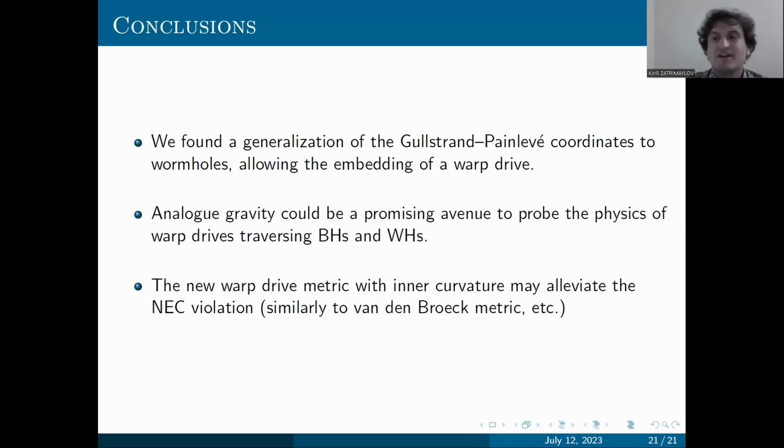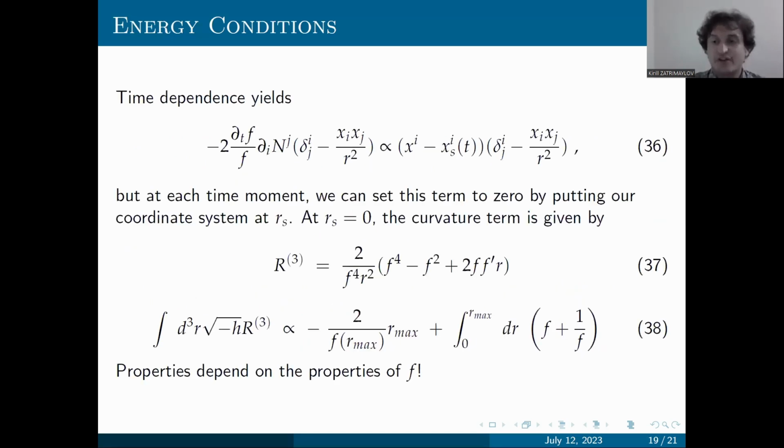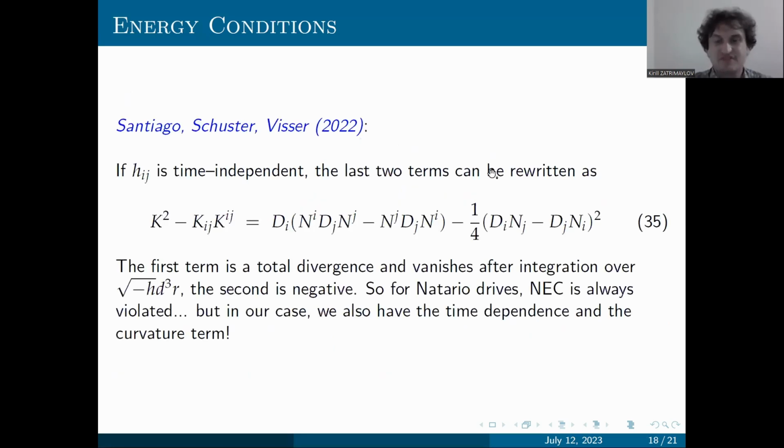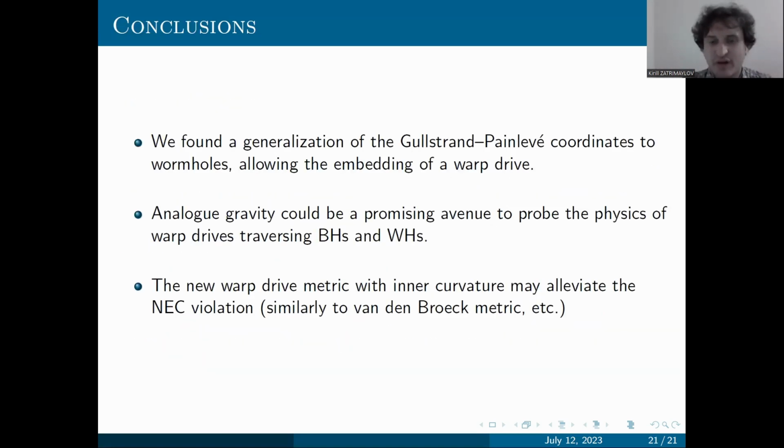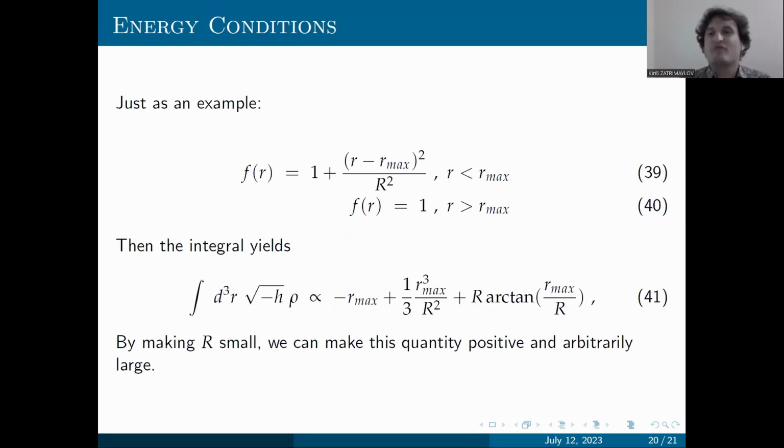Yes, it's not related to the wormhole. It's just a curvature that is attached to the warp drive, similarly to the Van den Broeck metric, if you've heard about it. So it's a sort of pocket in space-time that moves with the warp drive. And our back-of-envelope calculation says that it does much better than the standard warp drive metrics, but more thorough analysis is needed to say anything for sure.